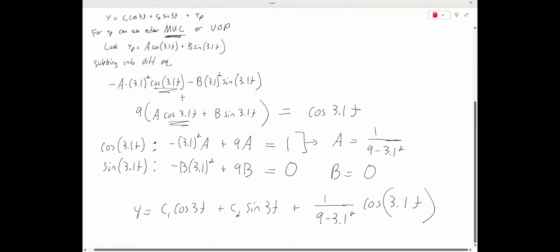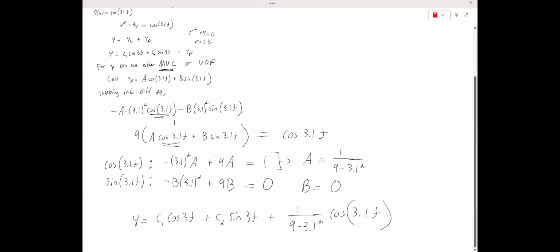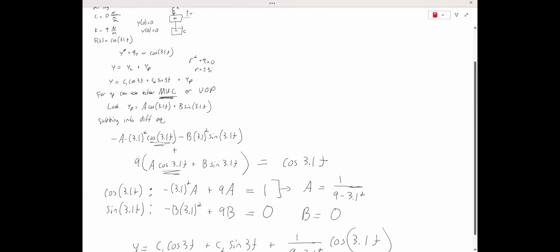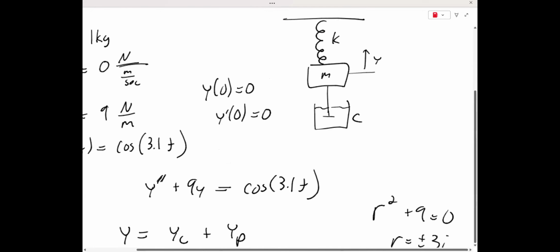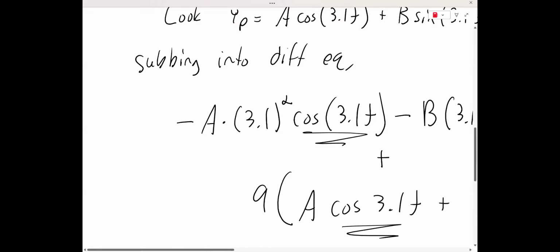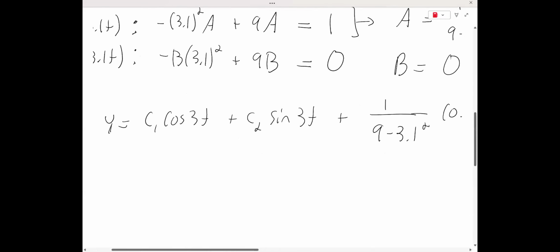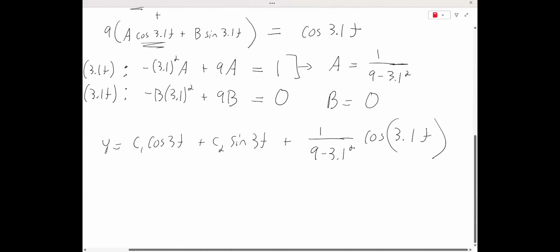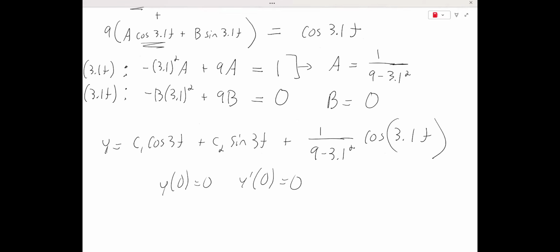Okay, any questions on that so far? So a little bit of a mess there. Conceptually, it's not too bad, I think, but it's a little bit of a mess with this 3.1 especially. Now, what we got to do next to get the equation of motion for the mass is apply the initial conditions, which were back up here. Maybe I should write them again for reference: y of 0 is equal to 0, and y prime of 0 is equal to 0.